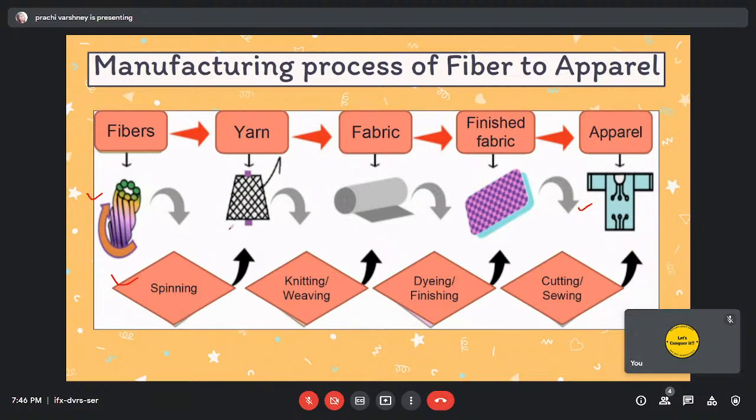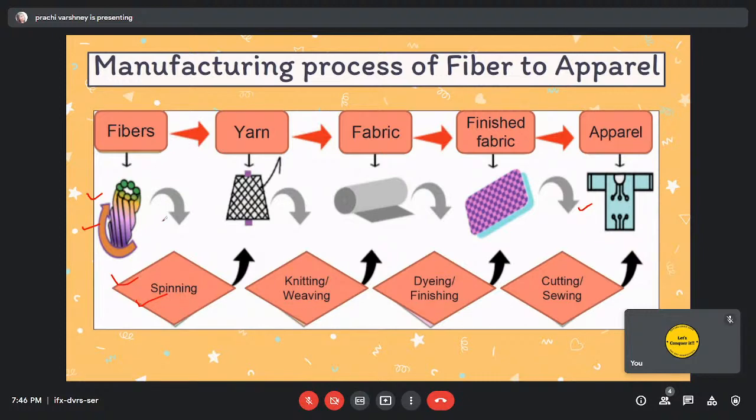First we have to source the fiber. That can be any kind of fiber, natural as well as synthetic. Basically there are different kinds of fibers, which I will tell you in the next slide. So first we source the fiber, then we do the spinning process. Spinning is the process to make yarn from the fibers.